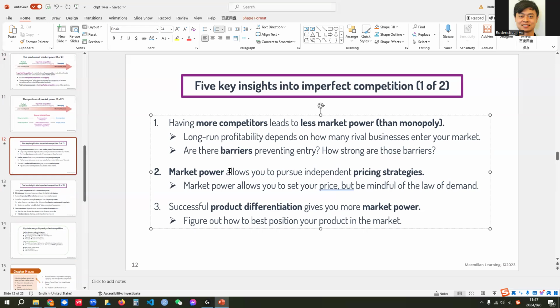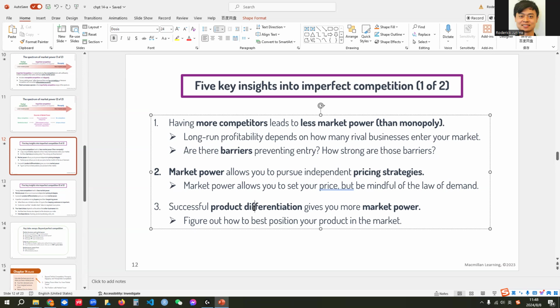The market power allows you to pursue independent pricing strategies. It is also pertinent to your own life, right? As we are employees, we are selling our labor and services. And when do we have a strong negotiation power? How can we dare to ask for a higher price, higher salary from our employers? Well, that's when we are differentiated enough, when they believe our talent cannot be found elsewhere. They have to go to us. Then we have a stronger market power, right? So that's basically the idea.